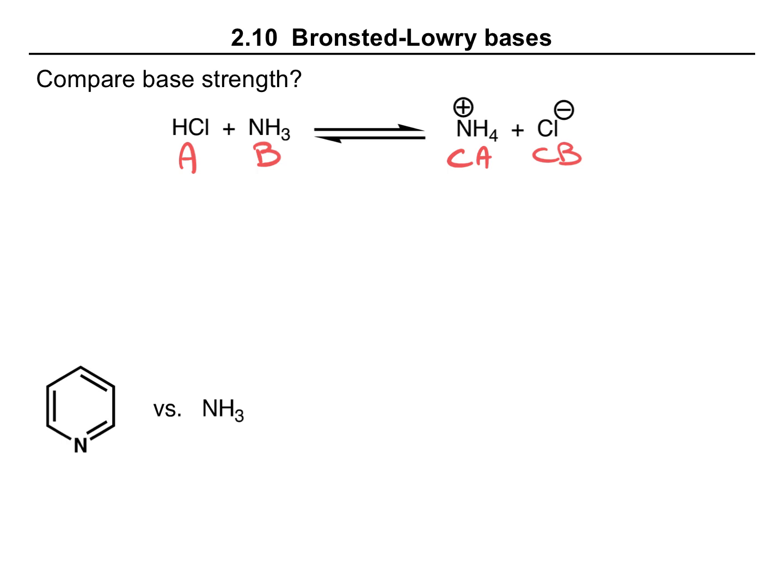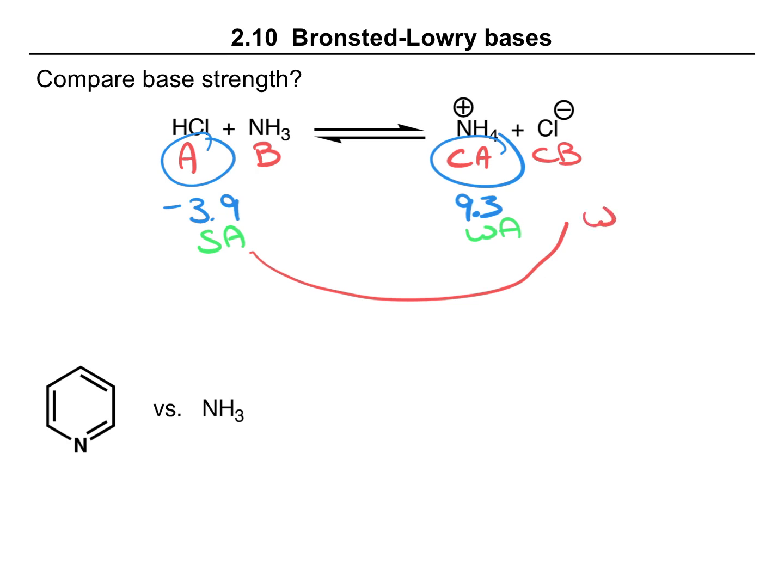Now when we're thinking about a reaction at equilibrium, we want to focus on our acids. And we need our pKa values. So the ammonium ion has a pKa of 9.3, and HCl has a pKa of negative 3.9. So clearly, this is the stronger acid, and in comparison, this is the weaker acid. Well, as we've seen on several previous slides, when we think about one acid being very strong, we can also think of it as its conjugate base is very stable, which makes it a weak base. So whenever we have a strong acid, its conjugate base is going to be a weak base.